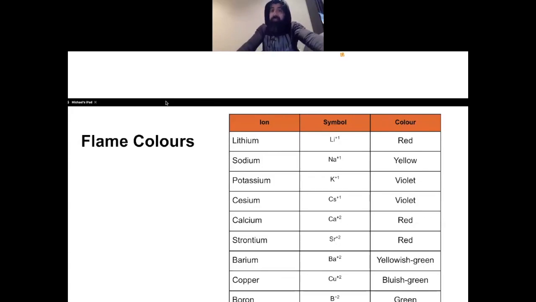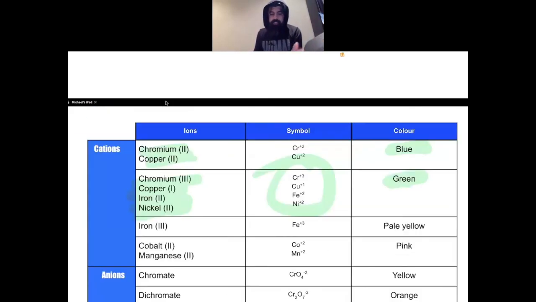Another one is a flame test. Put these metals in fire, in some kind of flame, and they are going to give off a specific color. So that's what qualitative analysis is looking at: the colors that these ions will give off to help us identify what ions we have in this unknown solution.